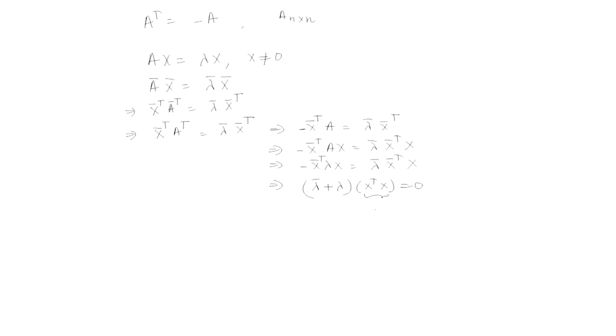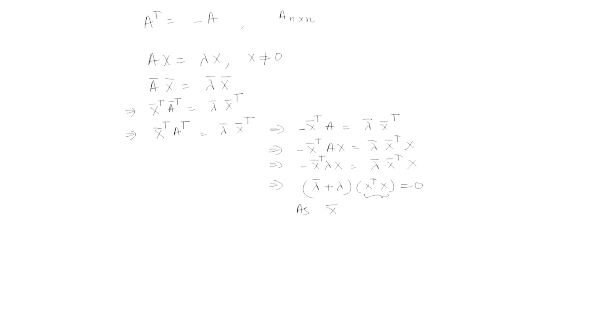And x bar transpose x is not equal to 0, this we have already shown in the last proof. So, as x bar transpose x is not equal to 0, this implies lambda bar plus lambda equal to 0, or lambda is equal to minus lambda bar, and this implies either lambda equal to 0 or purely imaginary. So, for a real skew symmetric matrix, eigenvalues are either 0 or purely imaginary. So, this is the second property for skew symmetric matrices.